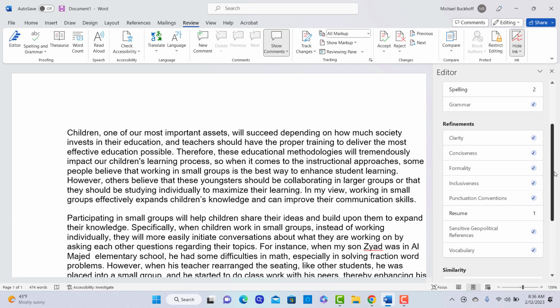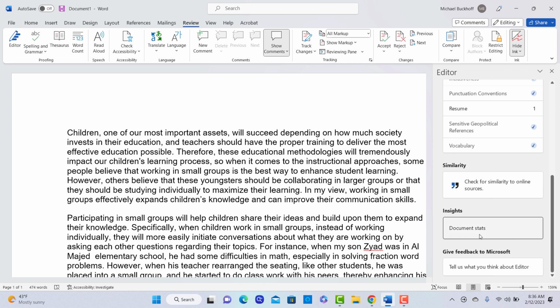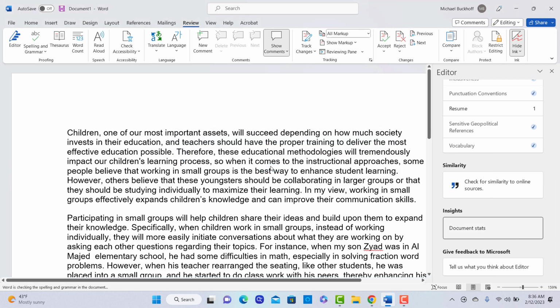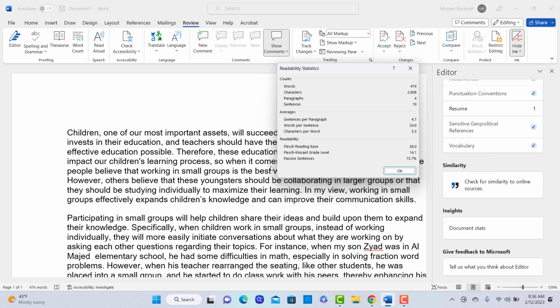Okay, so let's go down here. Document stats. Let's see what changes we made with vocabulary and sentence style. So do you see what we did?